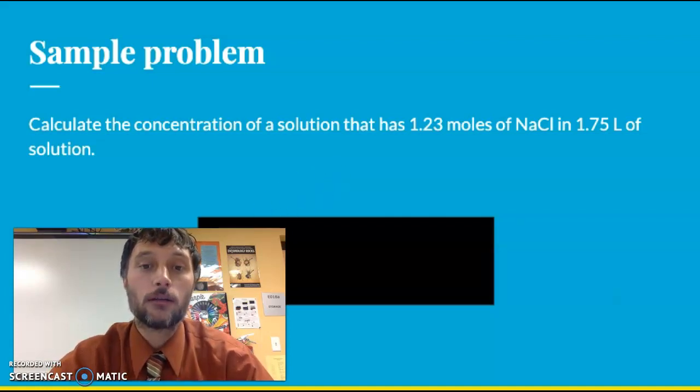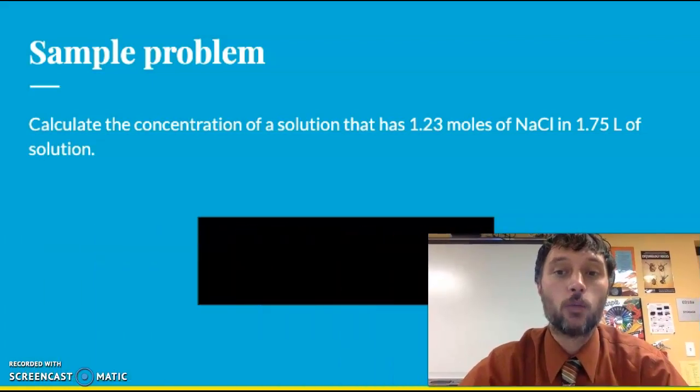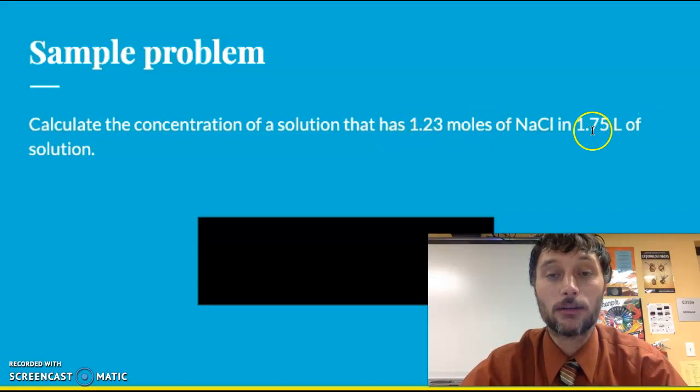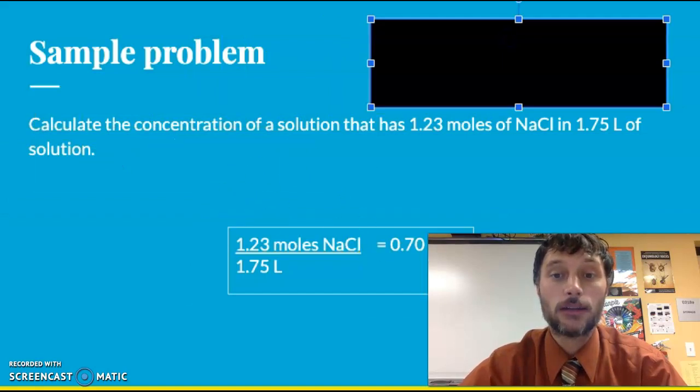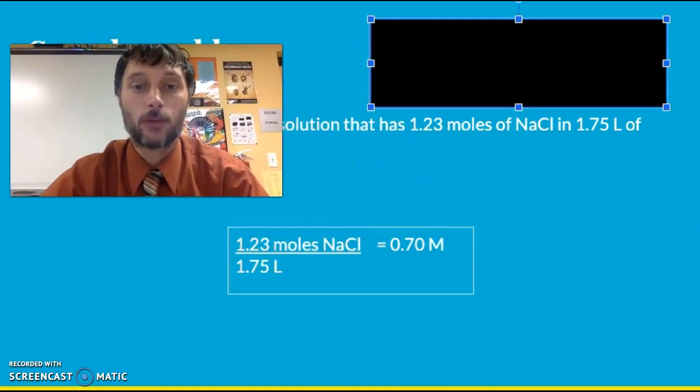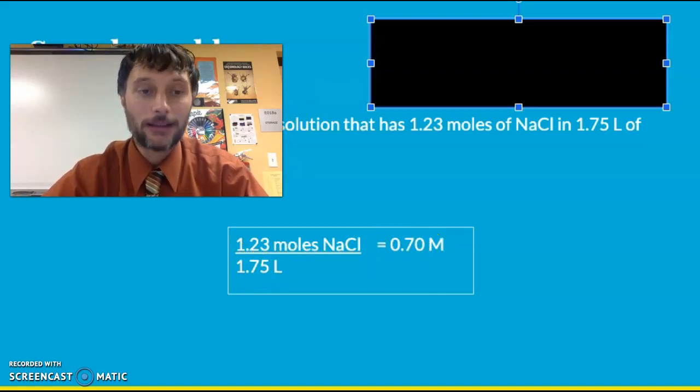So calculate the concentration of a solution that has 1.23 moles of sodium chloride in 1.75 liters of solution. So I've got a number of moles and I've got a volume in liters. That should make this pretty easy. If I get rid of this, we see that 1.23 moles of sodium chloride divided by 1.75 liters gives us 0.7 molar, 0.70 molar. So that's the first style of question.